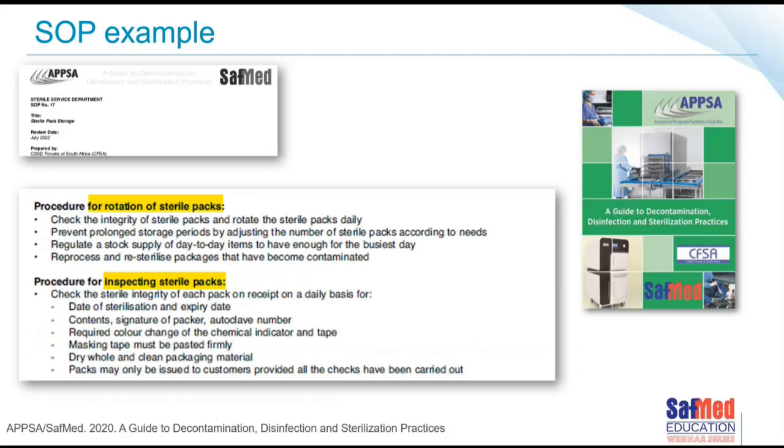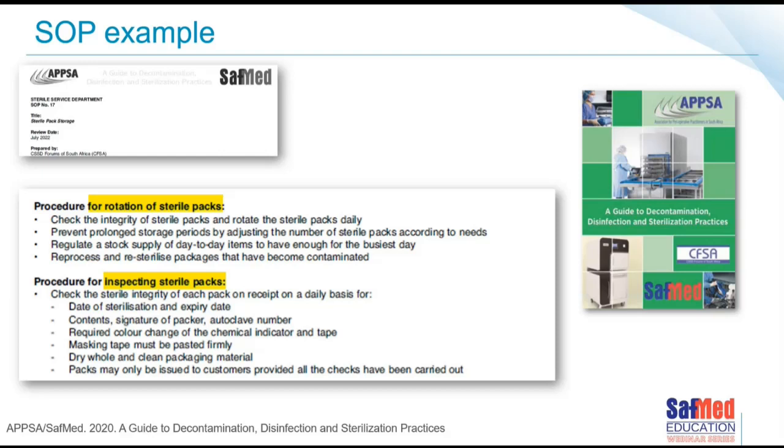Here's a section on rotation of sterile stock from the same APSA CFSA guidelines. Check the integrity of your sterile packs. Is it whole? Is it damp? Is it wet? Is it torn? Rotate your stocks daily, or as you're bringing in the new stock, make sure that the older stock comes to the front. Prevent prolonged storage periods by adjusting the number of sterile packs according to your needs, so don't over-cater for your needs. Regulate the stock supply for the day, especially of the day-to-day items that you need the most and you need often. Reprocess and re-sterilize packages as they become contaminated.